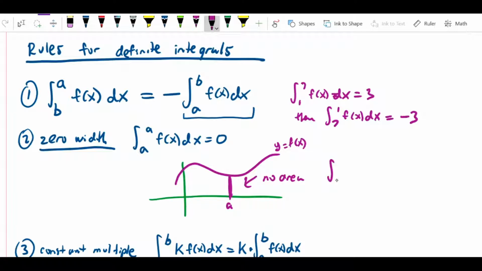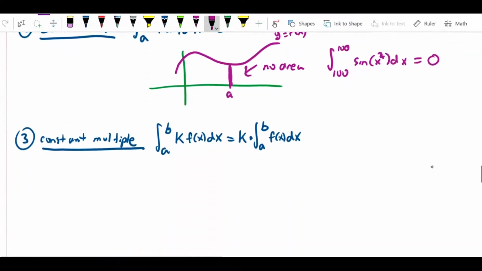Just for example, if I write the integral from 100 to 100 of sine x squared dx. We haven't even gotten into the question of how you would integrate a function like sine x squared, but that's the point. It doesn't matter what the function is. As soon as we say that I'm integrating it from a number to itself, I can simply declare that integral has a value of 0.